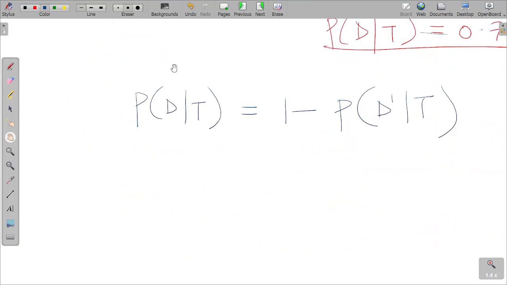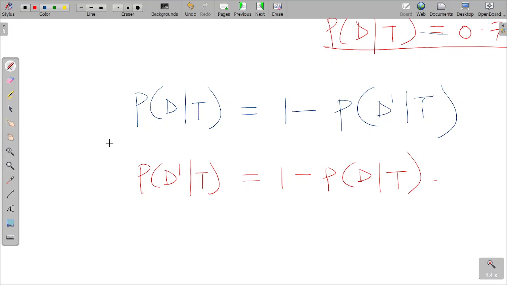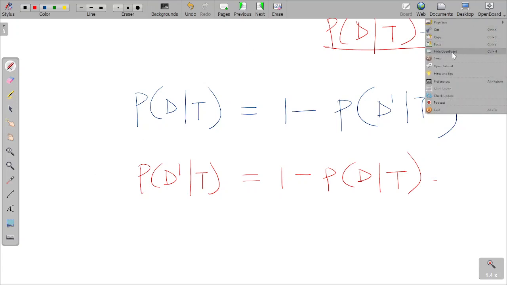So that is why we write this formula like this: the probability of D given T is equal to 1 minus the probability of D naught given T. We can also write it the other way: the probability of D naught given T is equal to 1 minus the probability of D given T. Please take note of that. I hope you understand. Please ensure that you understand.